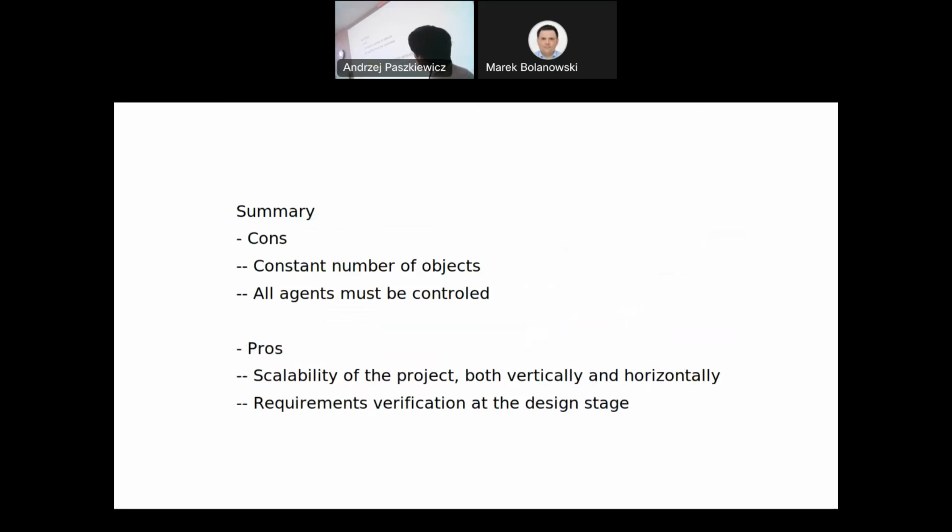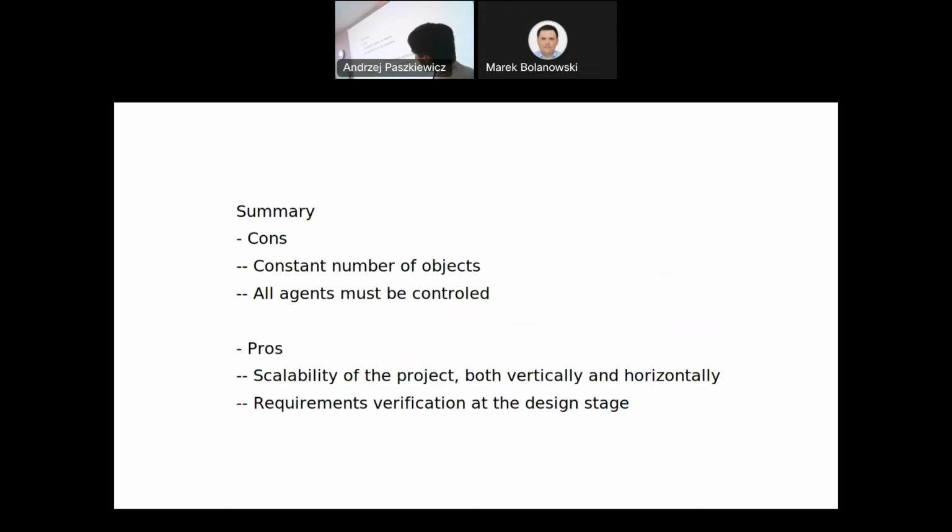Okay, as a summary, the biggest downsides of the framework in its current state is that it is required to consist of a constant number of objects. That is, elements that we take time under consideration for. And all agents must be controlled. That is, we do not allow, let's say, people that may do as they wish in the system.